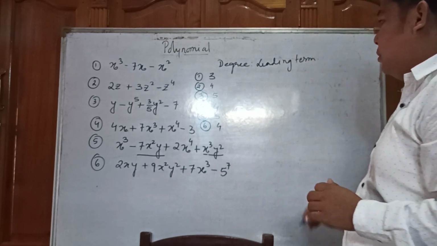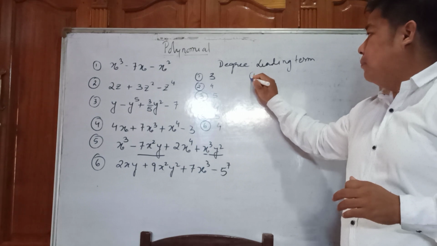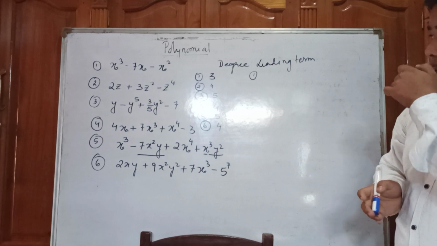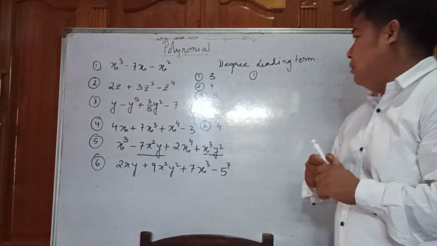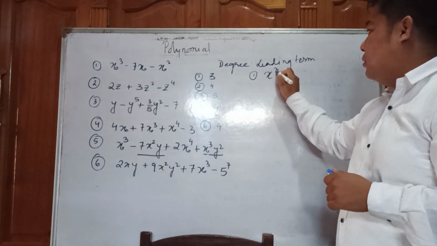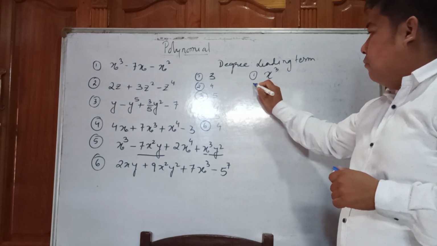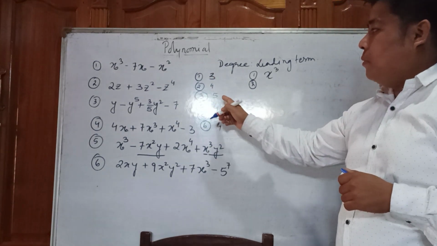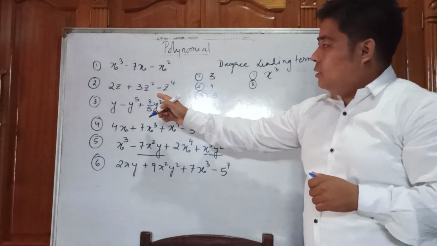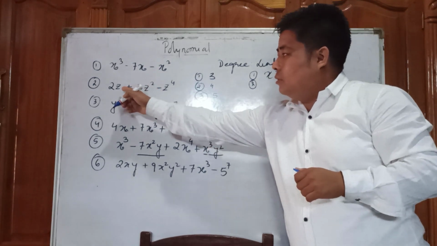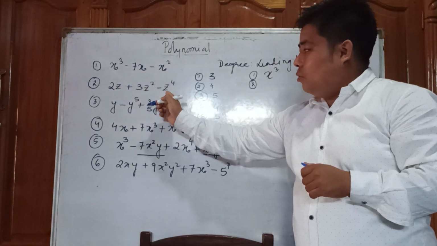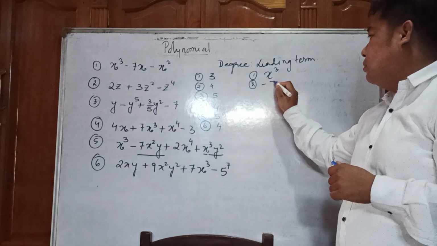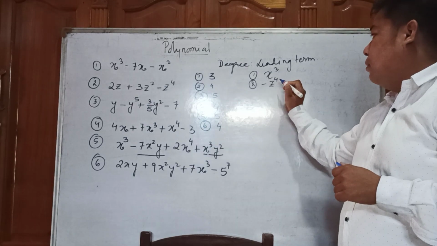Leading terms. For the first polynomial, what's the degree? The degree is 3. So which term contains the degree 3? The first term contains the degree 3. Therefore, the leading term is the first term, that is x cubed. For the second example, what is the degree? The degree was 4. Then which term contains the degree 4? I hope the last one contains the degree 4. Therefore, the leading term is the last term, minus z to the power 4.